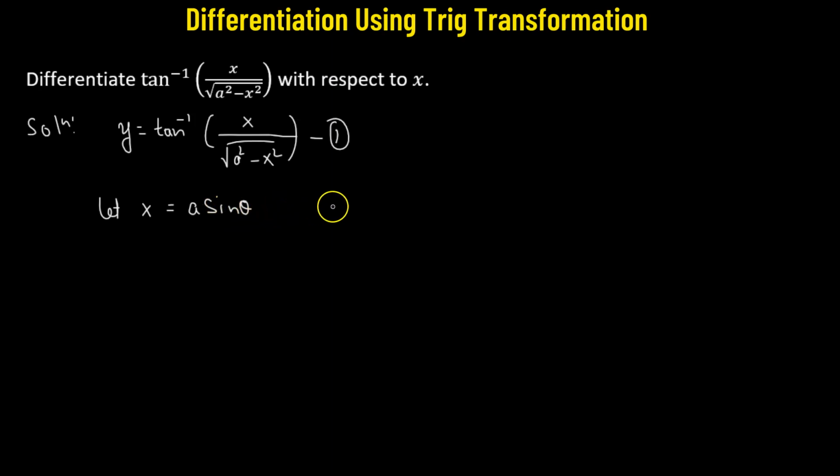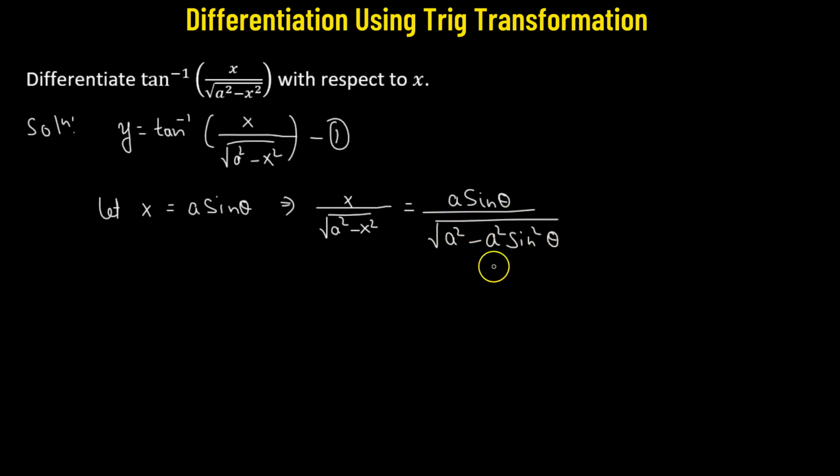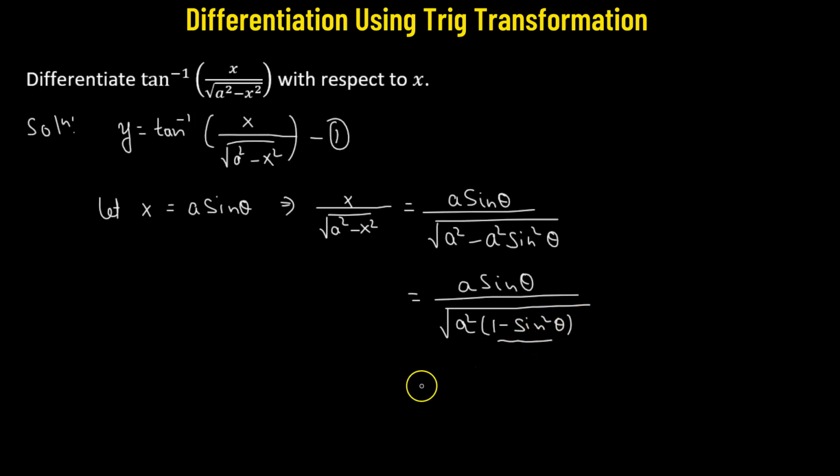Now whenever we make this substitution, then our expression x divided by square root of a squared minus x squared will become, in place of x we have a times sine theta divided by square root of a squared minus, so we have x squared, which will become a squared sine squared theta. So if we take a squared as the common factor within the radical, then we have a squared multiplied to 1 minus sine squared theta. Now we know that 1 minus sine squared theta is simply cosine squared theta.